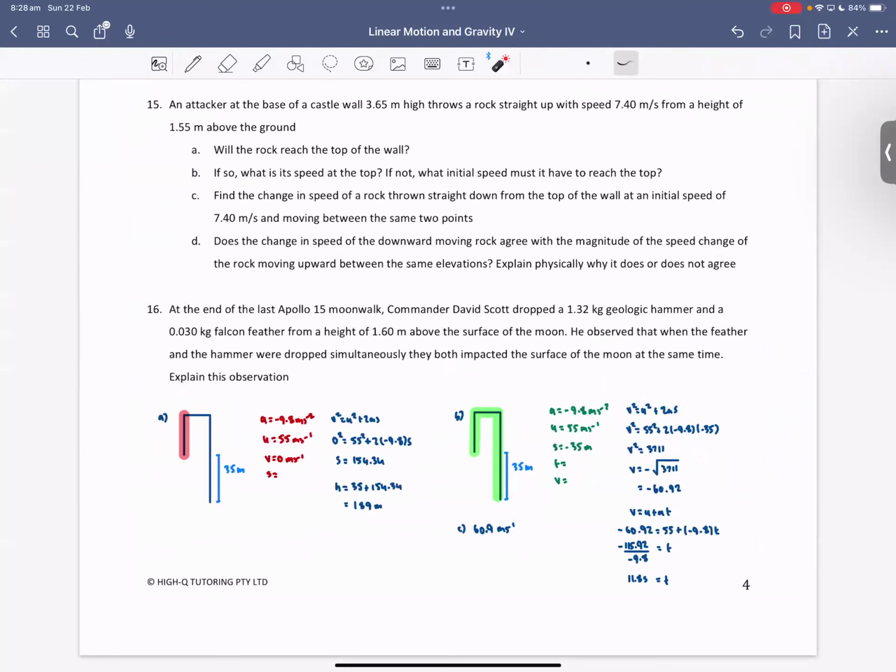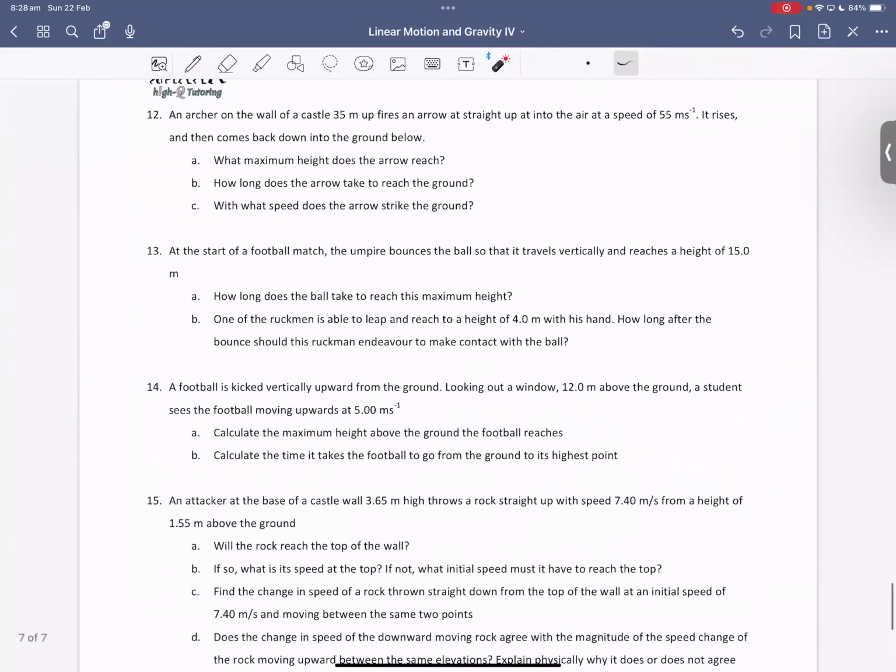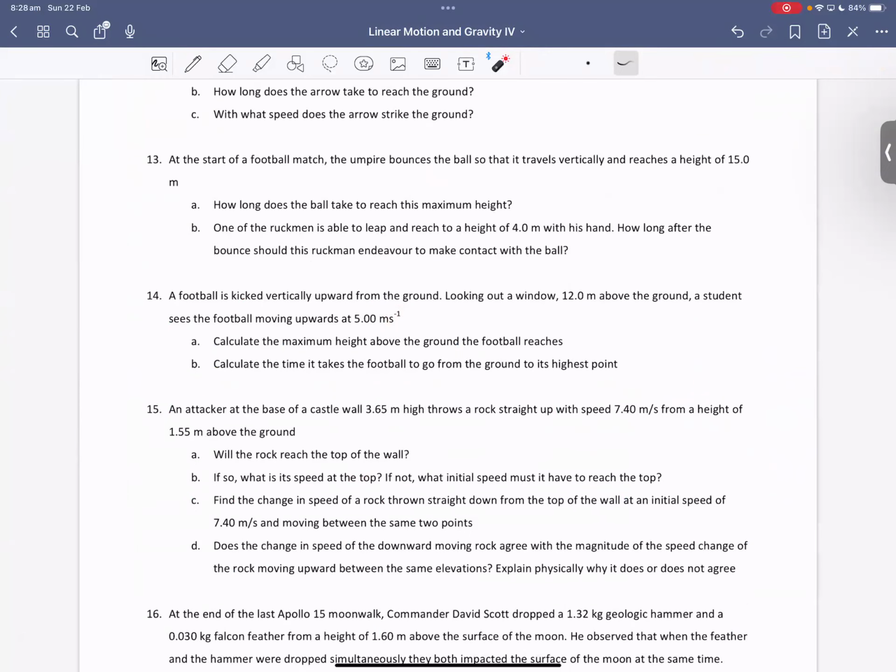All righty. Are we getting the hang of it? The rest of the questions are pretty much the exact same. All right. So that is equations of motion. Next week, I start Newton's laws and forces. That's what we do next lesson.